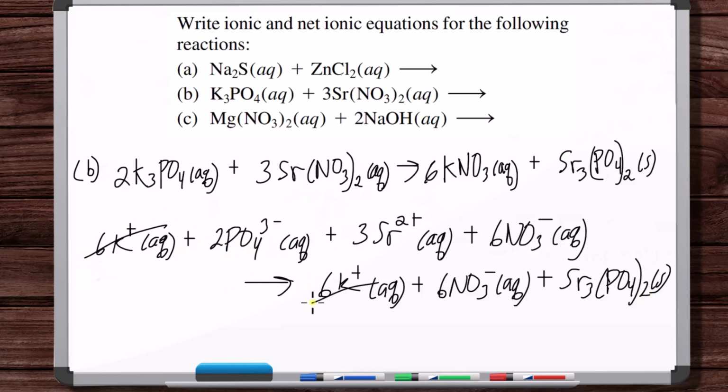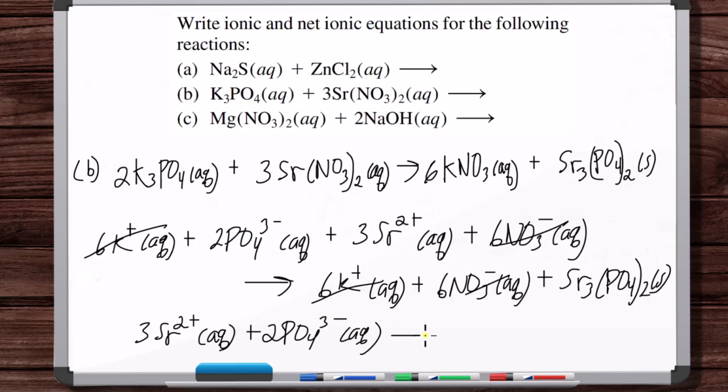Now let's cancel the spectator ions, and we're left with 3Sr2+ aqueous plus 2PO4 3- aqueous, and there we go. There's the net ionic equation.